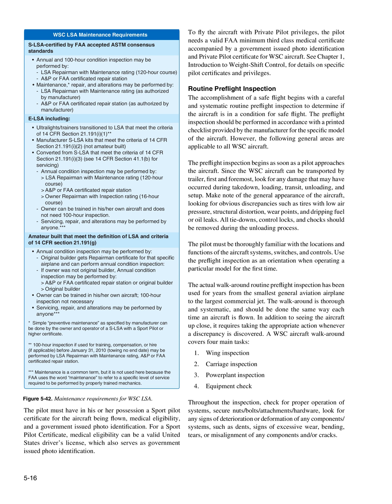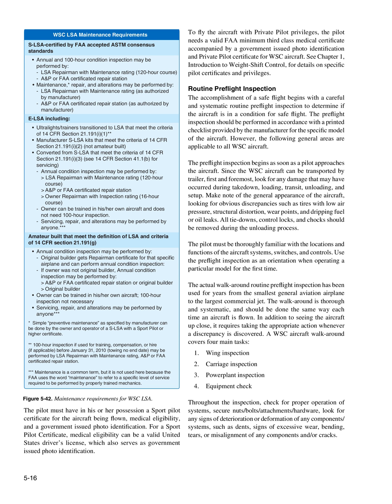Make note of the general appearance of the aircraft, looking for obvious discrepancies such as tires with low air pressure, structural distortion, wear points, and dripping fuel or oil leaks. All tie-downs, control locks, and shocks should be removed during the unloading process. The pilot must be thoroughly familiar with the locations and functions of the aircraft systems, switches, and controls. Use the pre-flight inspection as an orientation when operating a particular model for the first time.